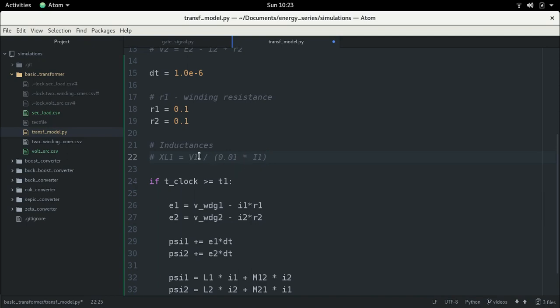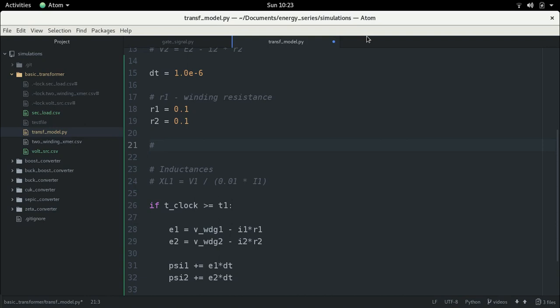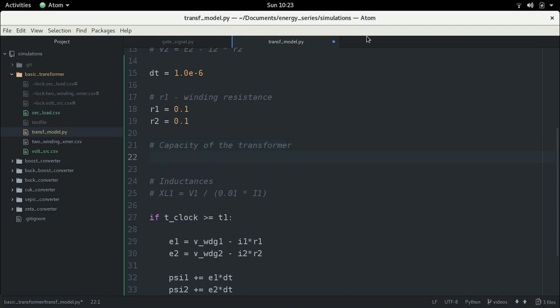Now of course we have opened up a few other issues. What is this voltage? What is this current? For that we need to define the capacity of the transformer. So let's define that. First thing we need is the voltage rating. So let's say we have V1 and V2. V1 is the voltage rating of the first winding or the primary winding, however you want to call it.